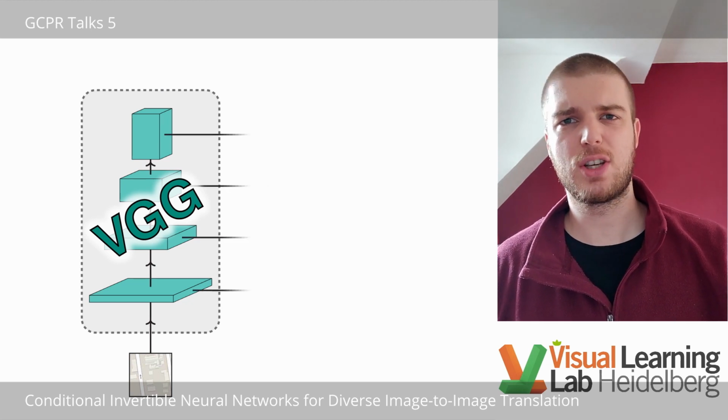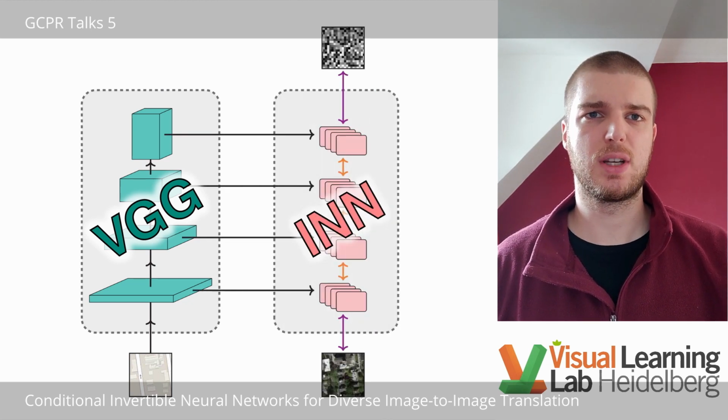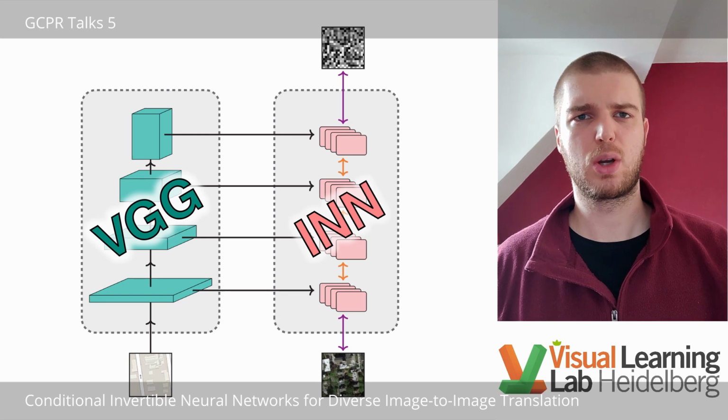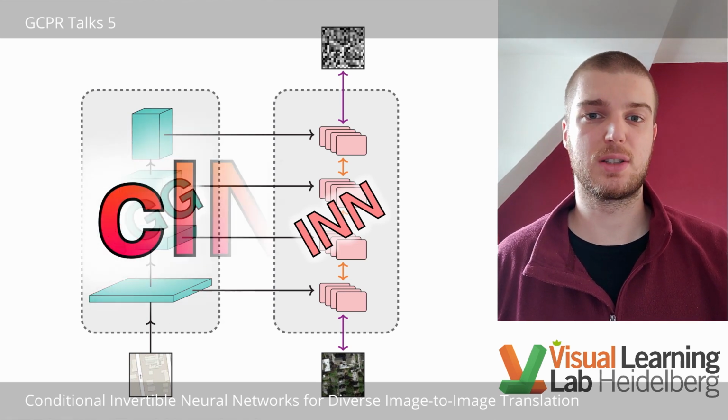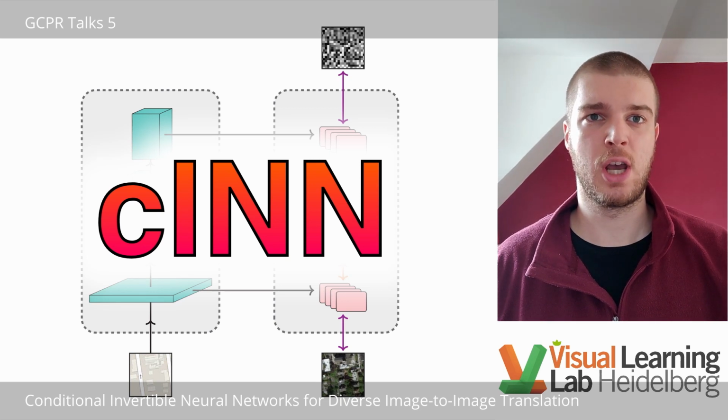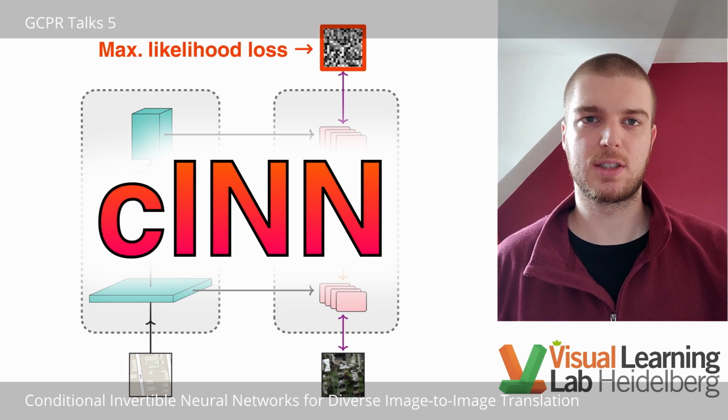We then show how to inject these features as conditioning information into an invertible neural network. This allows generating new images conditioned on the input image. We call the whole setup a conditional invertible neural network. Both components can be trained jointly, from scratch, using only one maximum likelihood loss.